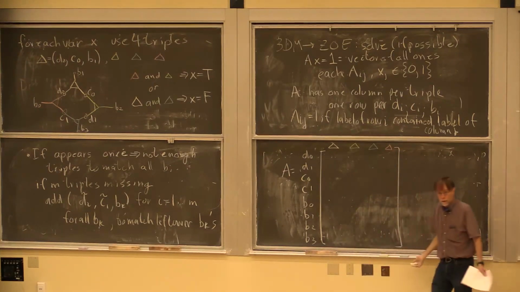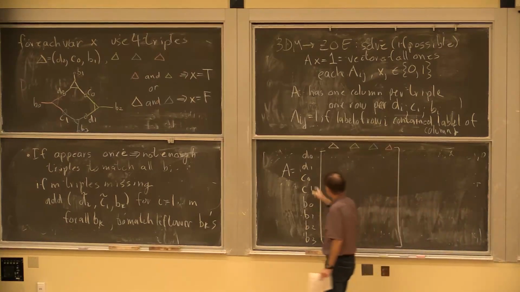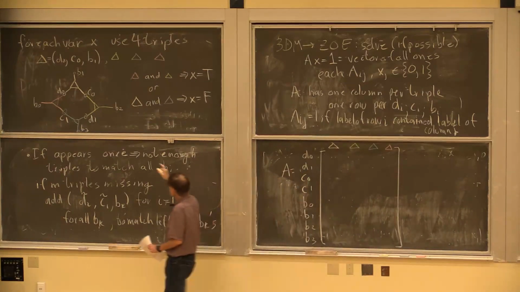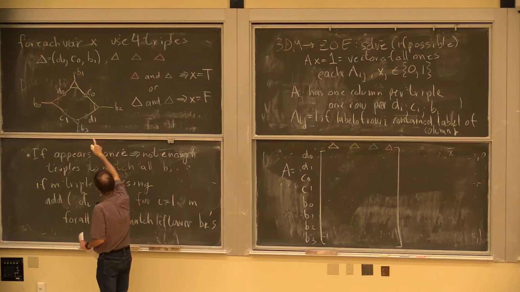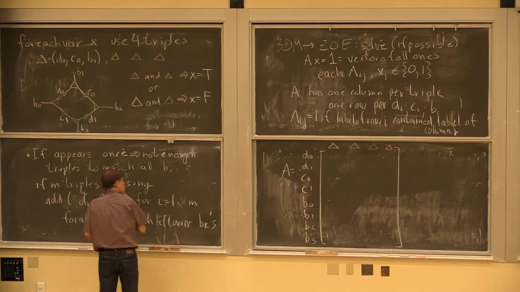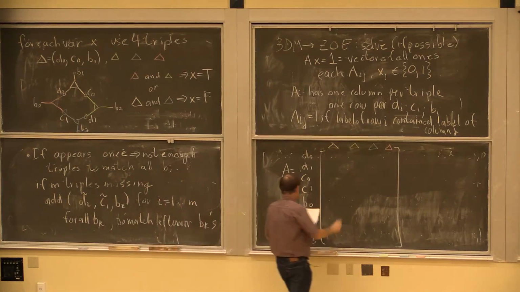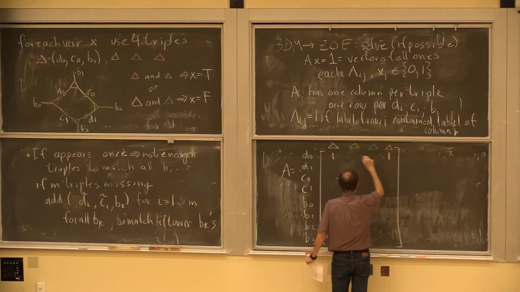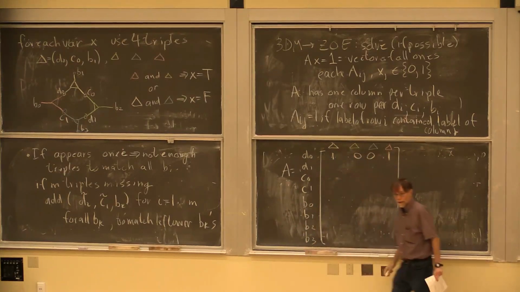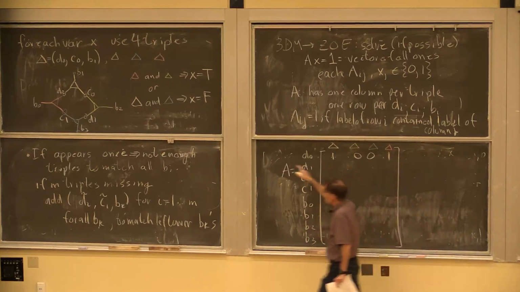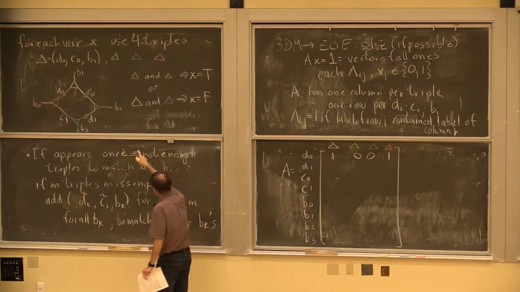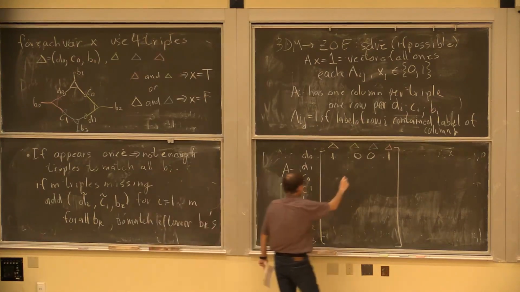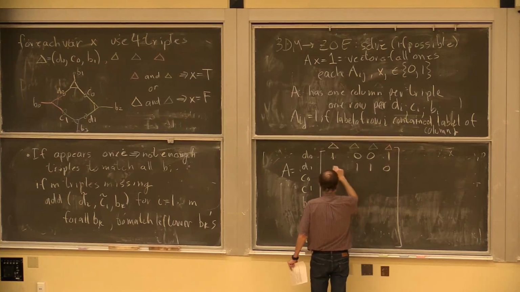Okay, let's fill in a few rows. It's pretty straightforward. D0 is in both the red triple and the white triple. So that means that's going to be 1, that's going to be 1, but those are going to be zeros. D1 is in the blue and the green. So these are going to be 1s, and those are going to be 0s.